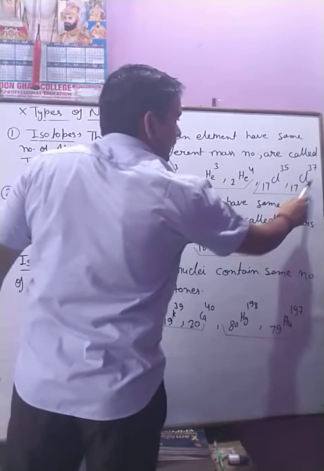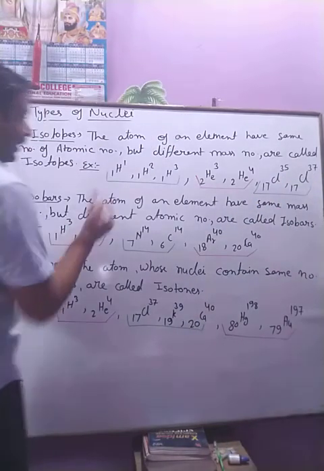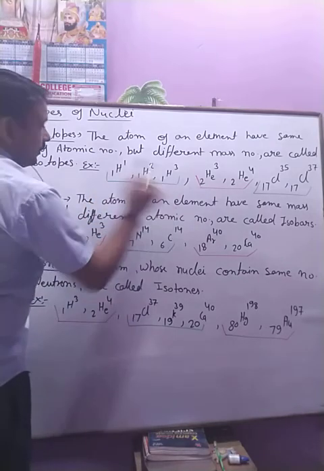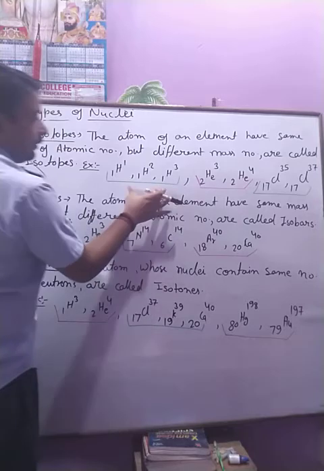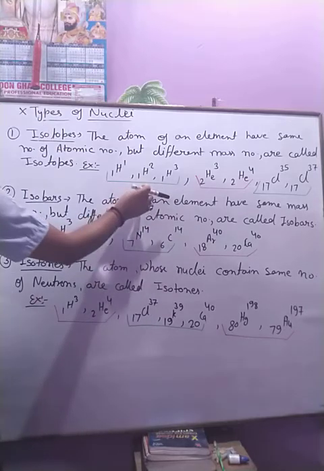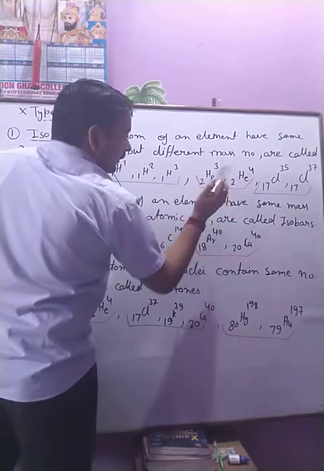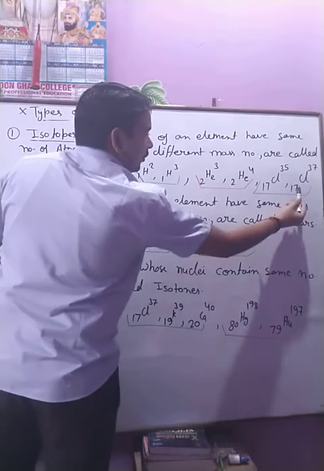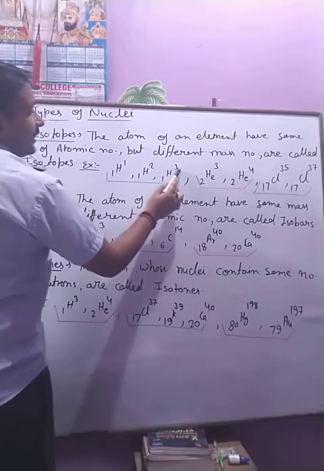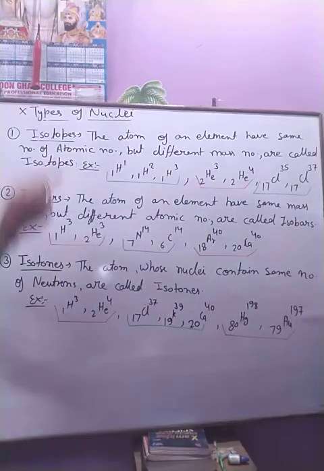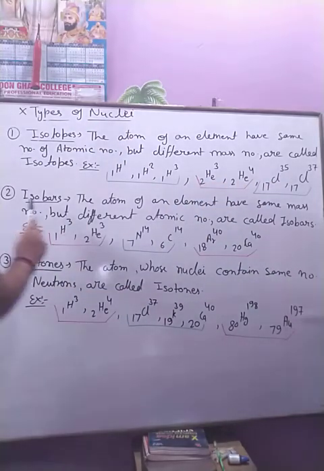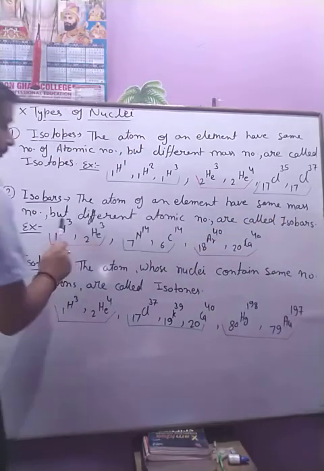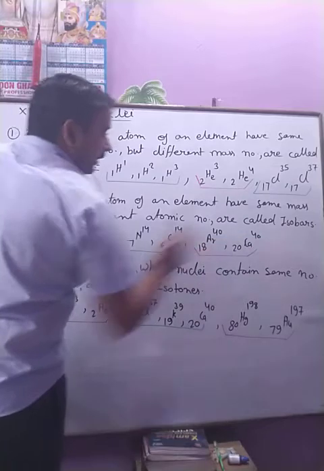Similarly, chlorine has two isotopes, 17Cl35 and 17Cl37. You will observe here that the atomic number is the same in all three isotopes of hydrogen, in helium the atomic number is 2 and in chlorine it is 17, but their mass numbers are different, as you observed.